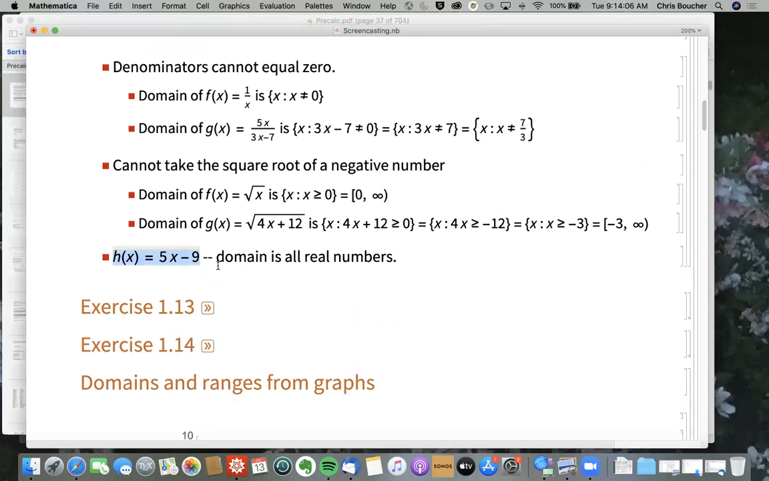That is, we will assume that any input is "allowable" unless there's some good reason not to allow it. And this is a perfectly good way to express that. The domain is all real numbers, or you can use that fancy double-struck R and say the domain is the set of real numbers, either way.